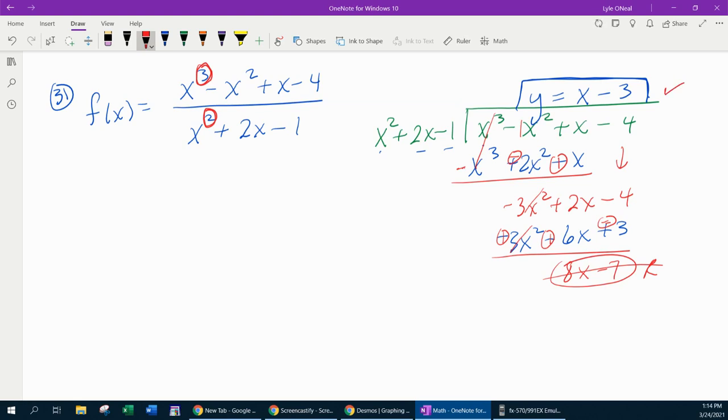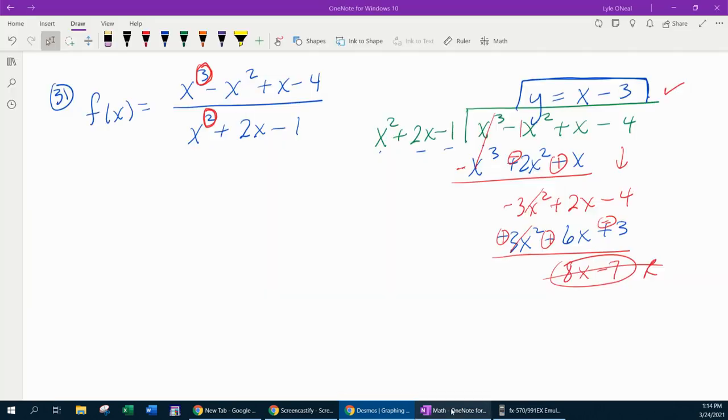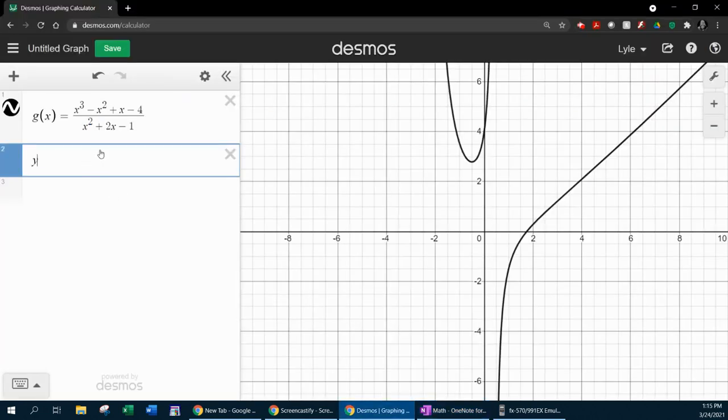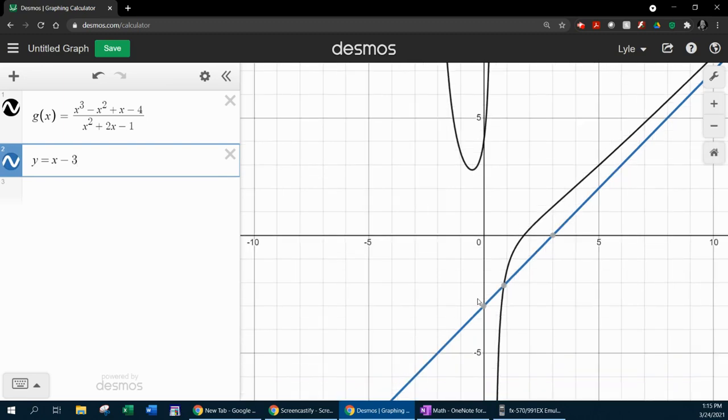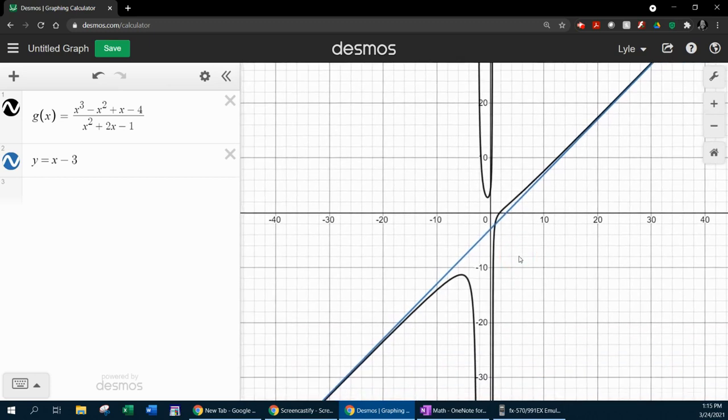Now to prove that it's right, we're going to go to Desmos. I already have the function typed in, and now we need to input the equation that we came up with, y equals x minus 3. This may not look like the slant asymptote the way this looks. Sometimes you may have to zoom out and adjust your window to see that it actually fits the graph perfectly.